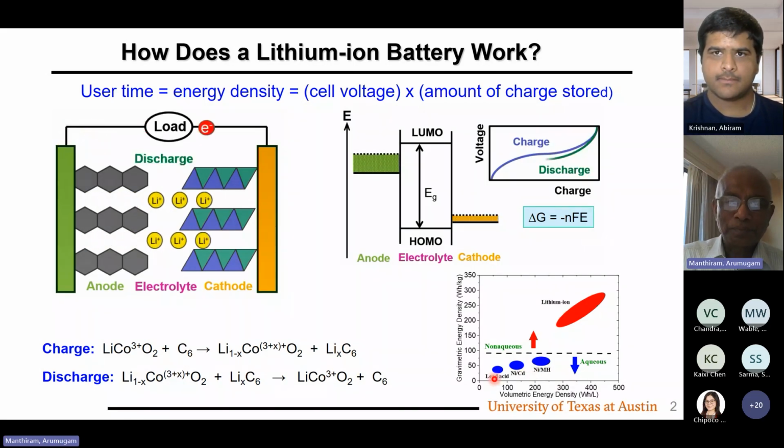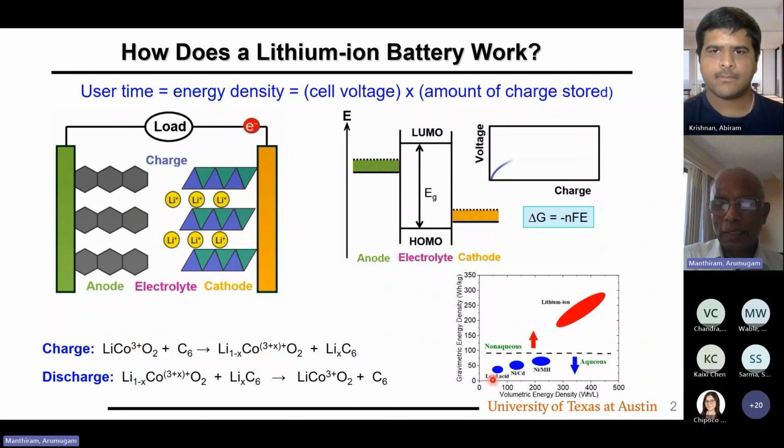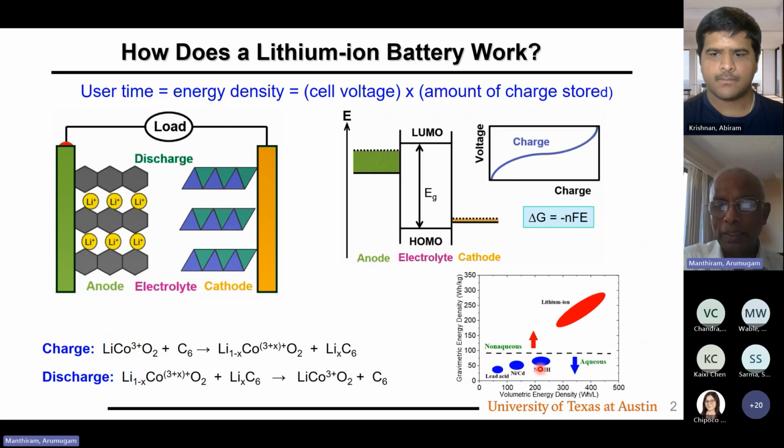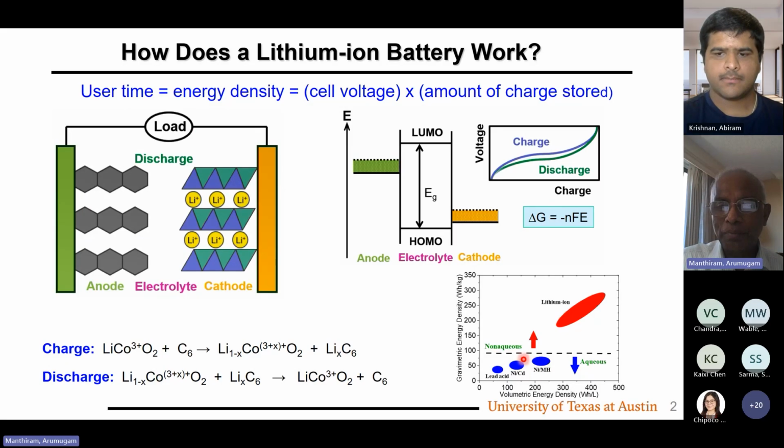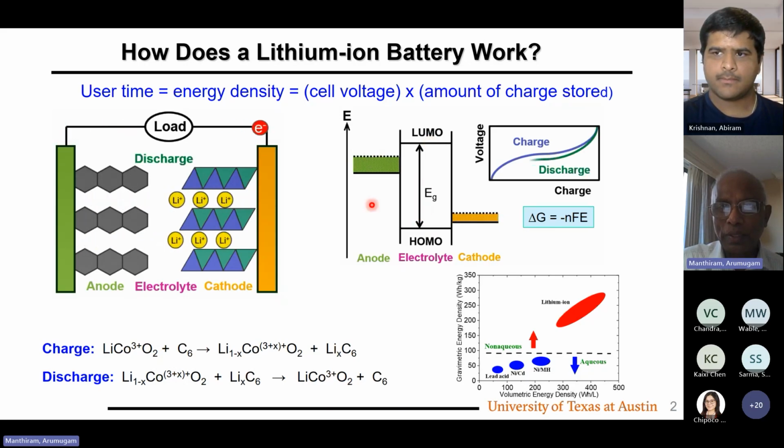But these use water-based electrolytes. For example, lead acid uses sulfuric acid, nickel cadmium and nickel metal hydride use potassium hydroxide. So they have water-based electrolytes. So that means the window will be smaller than what I have shown you here. Therefore, this will be lower, that will be higher. So the cell voltage will be largely less than 2 volt.